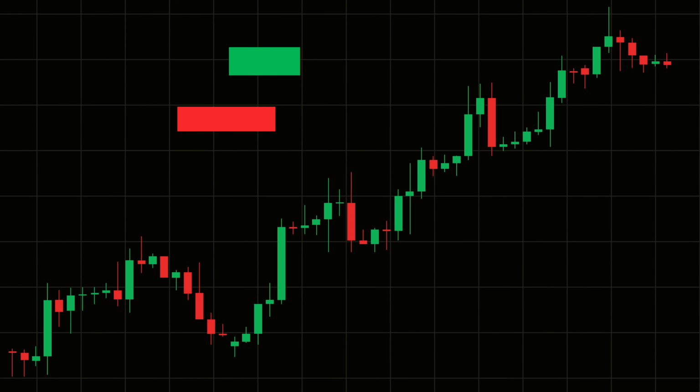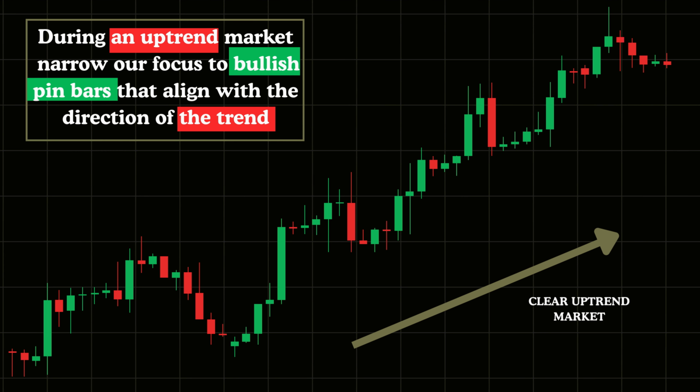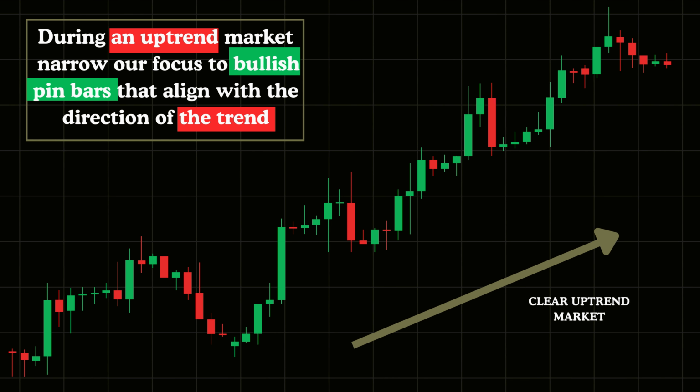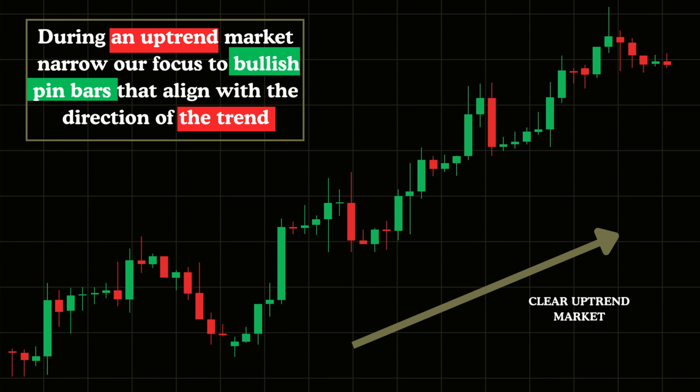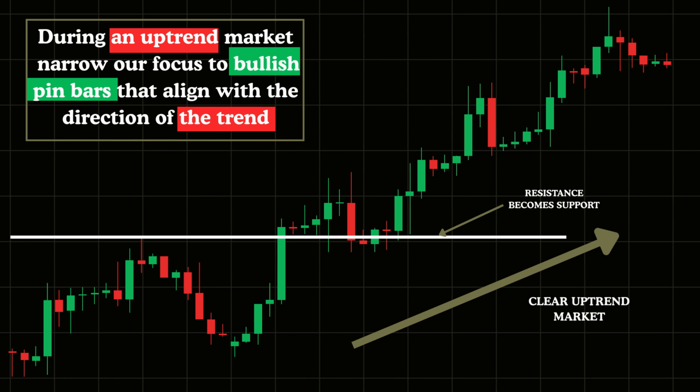As seen, the market is in an upward move, which signals that buyers currently outweigh sellers. This insight helps us narrow our focus to bullish pin bars that align with the direction of the trend, while ignoring bearish pin bars. Here's the first resistance level that turned into support, followed by a second one.